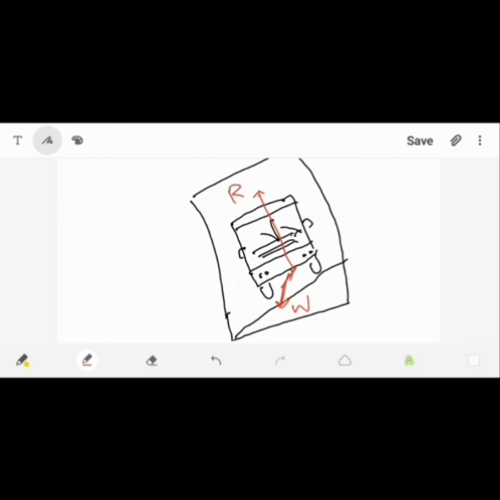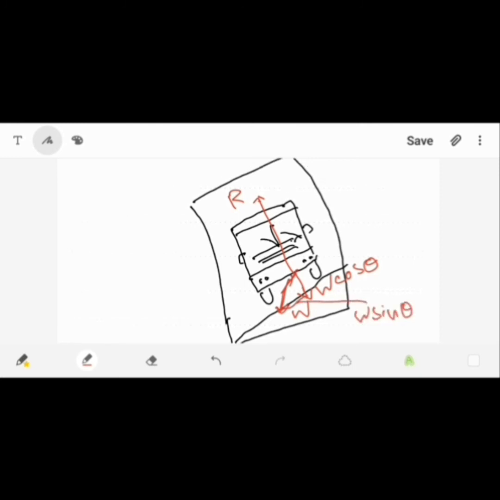Now when the vehicle tilts, the weight is a vector quantity, as all of you know, so it will split into 2 components. One component, W cos theta, will balance the reaction force. The other component, W sin theta, will provide the necessary centripetal force. Hence the vehicle will take the turn easily. Thus banking of the roads prevents skidding of the vehicle and makes the driving safe.